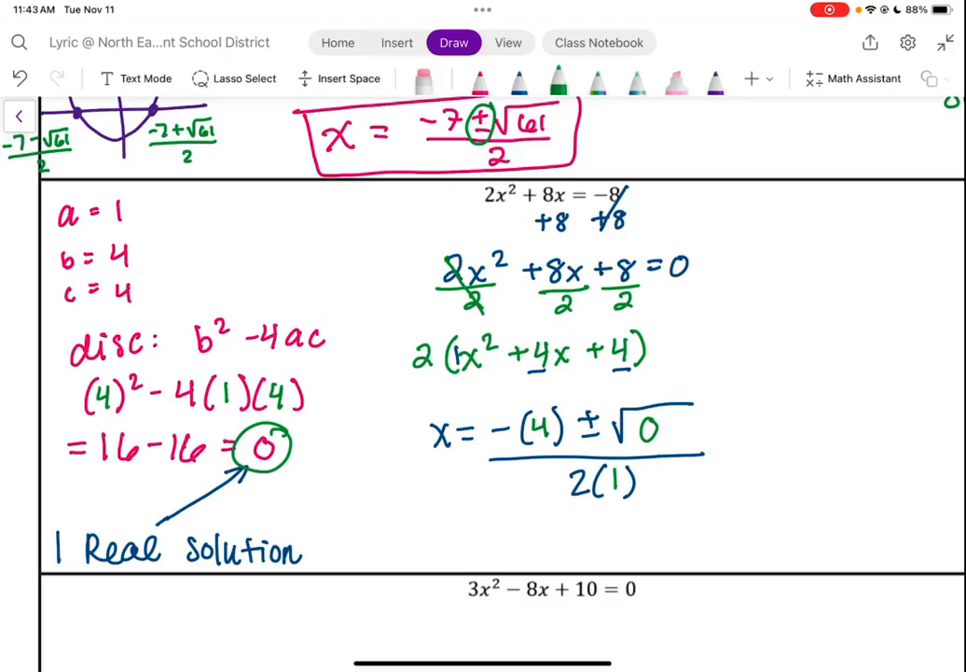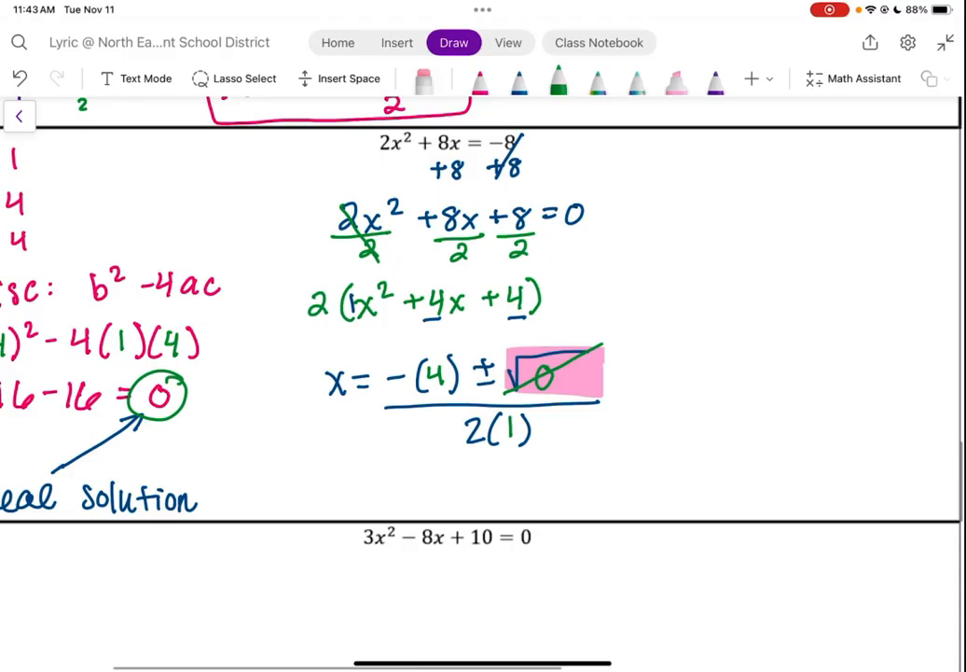Now, this is something you can put in the calculator. Well, let's just walk through it. Really quick, the square root of 0 is just 0. So adding or subtracting 0 to something is not going to change anything. So the square root of 0 will cancel itself out.